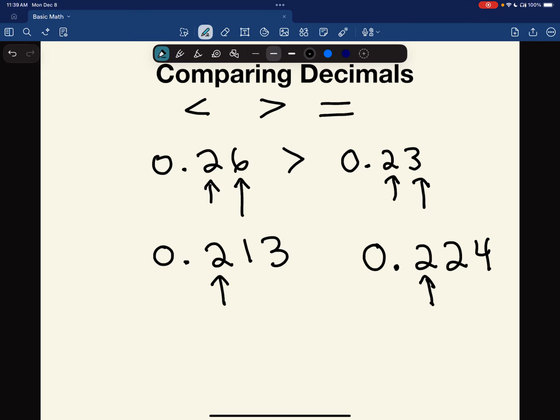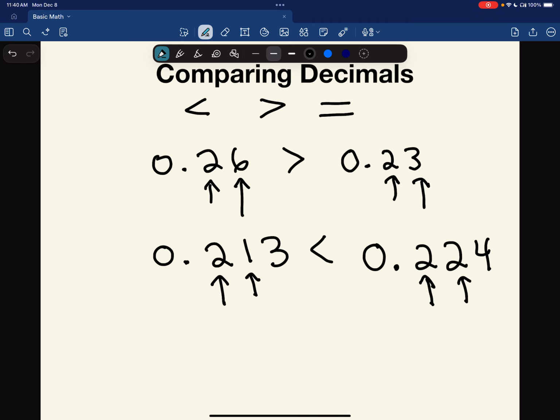Then let's move on to the next digit, which is 1, and the next digit for our second number is 2. In this case, 1 is less than 2, so automatically 0.213 is less than 0.224. So we did not need to compare the last digits 3 and 4. You stop comparing once one of the digits in either number is smaller or greater than the other.